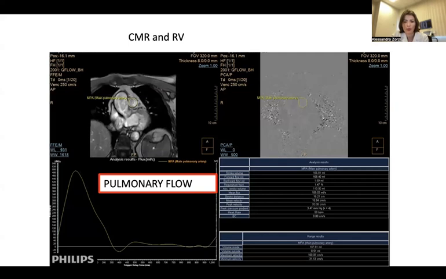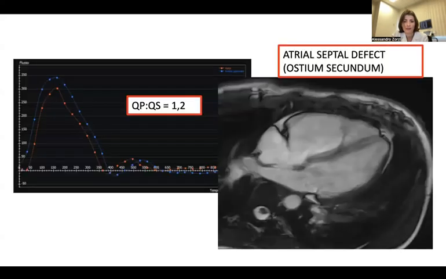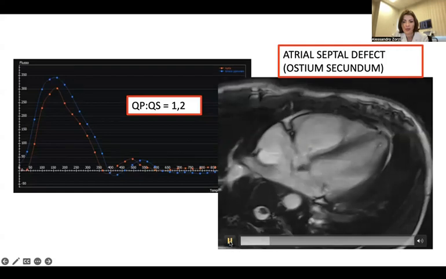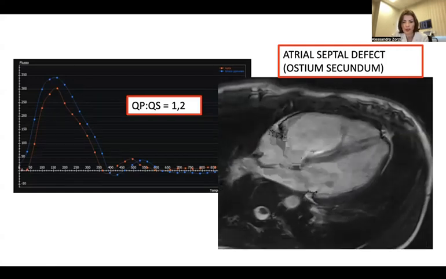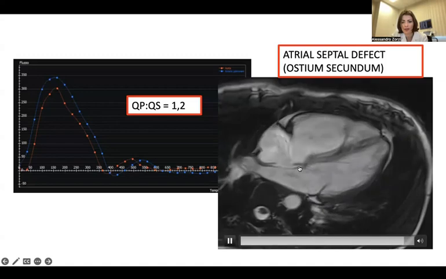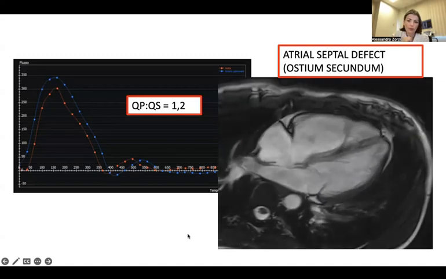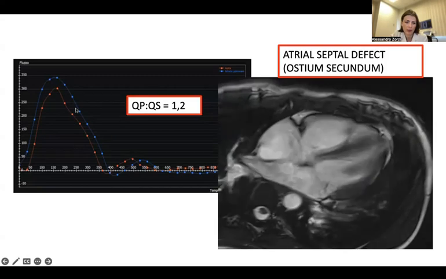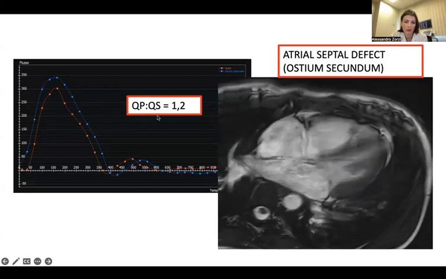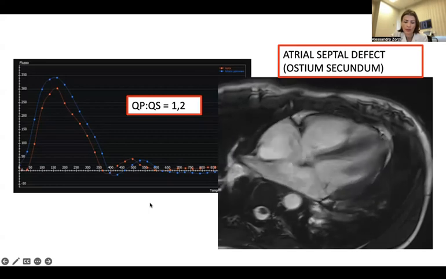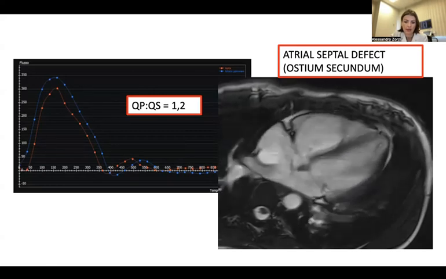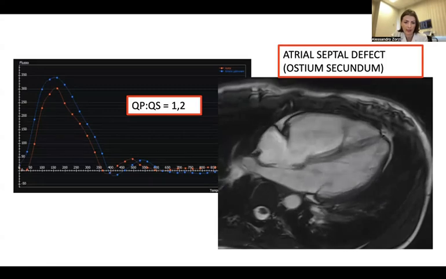And moreover, you can assess pulmonary flow and aortic flow as well, of course, in order to recheck your volumes and in order to see whether there are intracardiac shunts. So just in this case, you can see an ASD, an atrial septal defect at this level, ostium secundum. And with the cardiac MRI, we could also measure the Qp/Qs, which is 1.2. So a left to right shunt, but really mild.